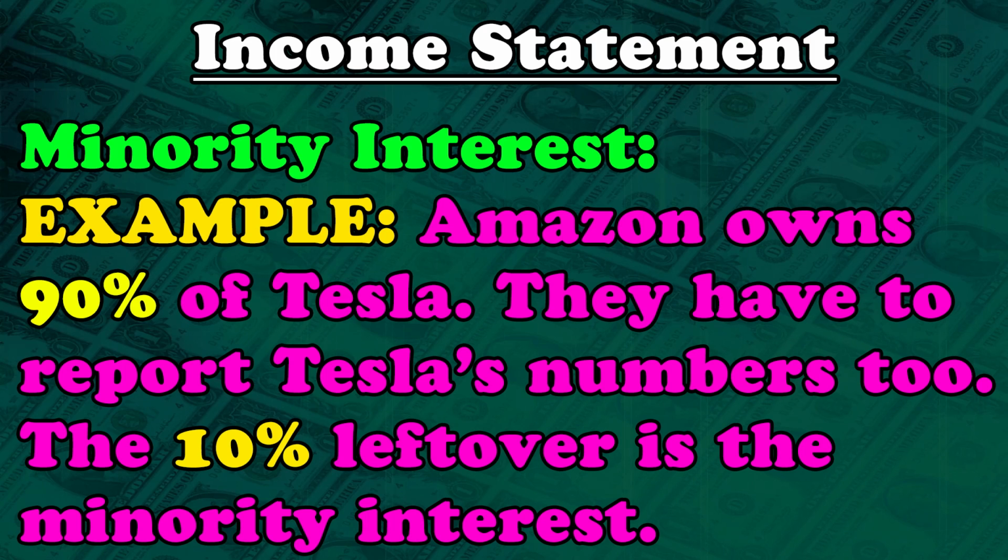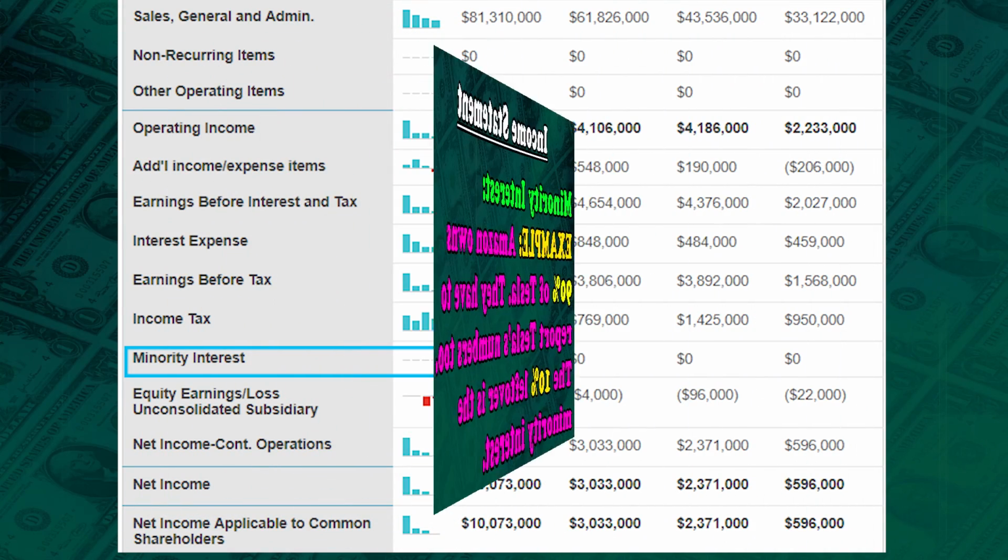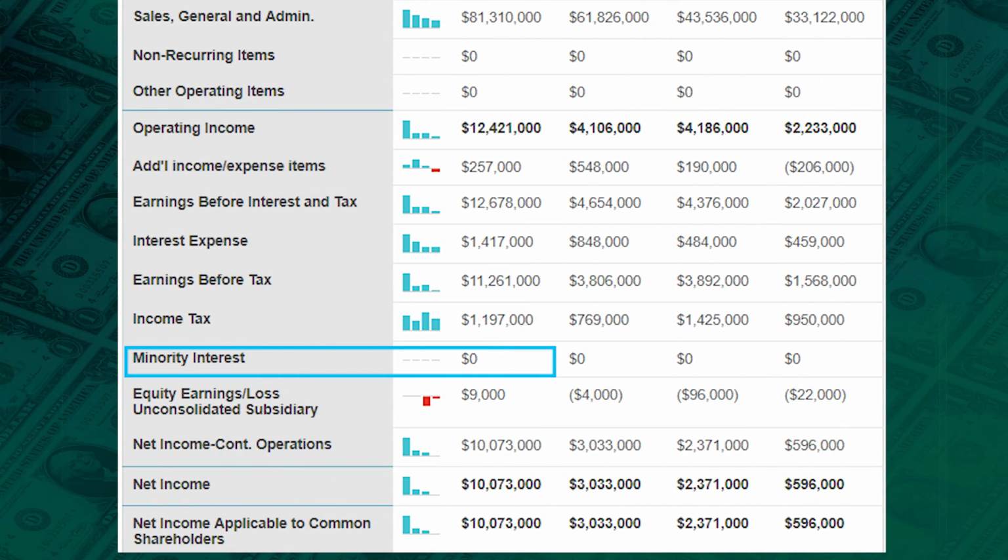But again, for this to happen, Amazon would have to be a majority owner with something still left over controlled by a minority investor or a minority company. And in this case, Amazon just has 0 listed here.